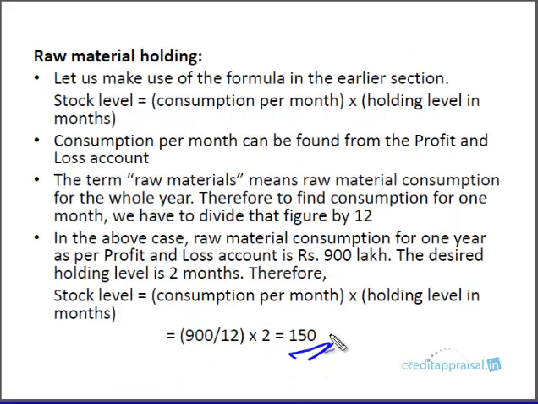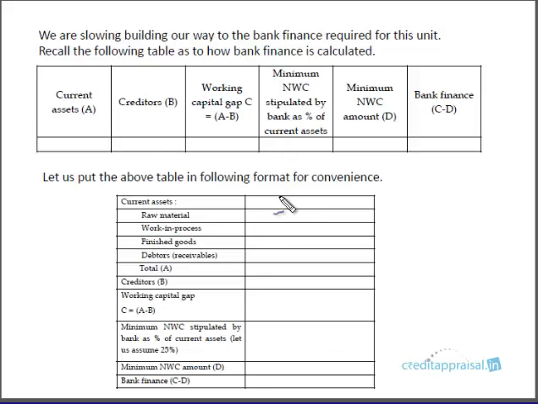So we arrived at 150 lakhs of raw material holding. This is a reasonable amount for this company. So let us fill 150 lakhs here. What we're going to do is this calculation for all the other items, and finally we're going to arrive at the bank finance.